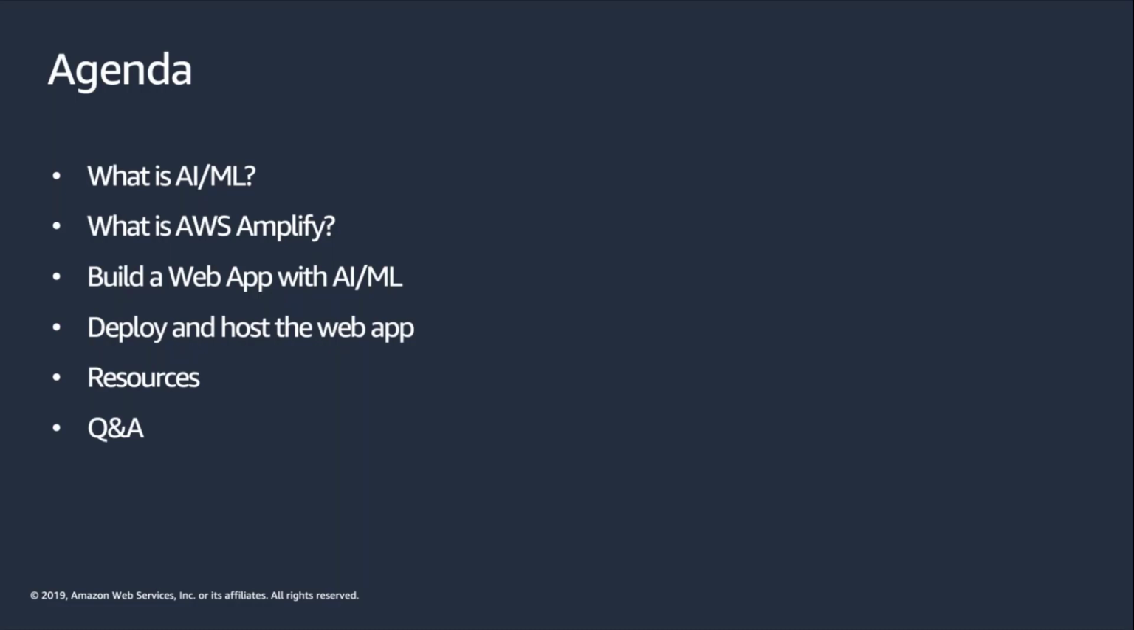Then we'll get our hands on demo for building a web app with AI ML capabilities using AWS Amplify. Once we are done building the web app, we'll test it locally, and then we'll deploy and host the web app using one of two options that we have. And I'll walk you through both of them. We'll use AWS Amplify CLI and host our web app using an S3 bucket and CloudFront. And the other option is we'll have AWS Amplify Console host our web app.